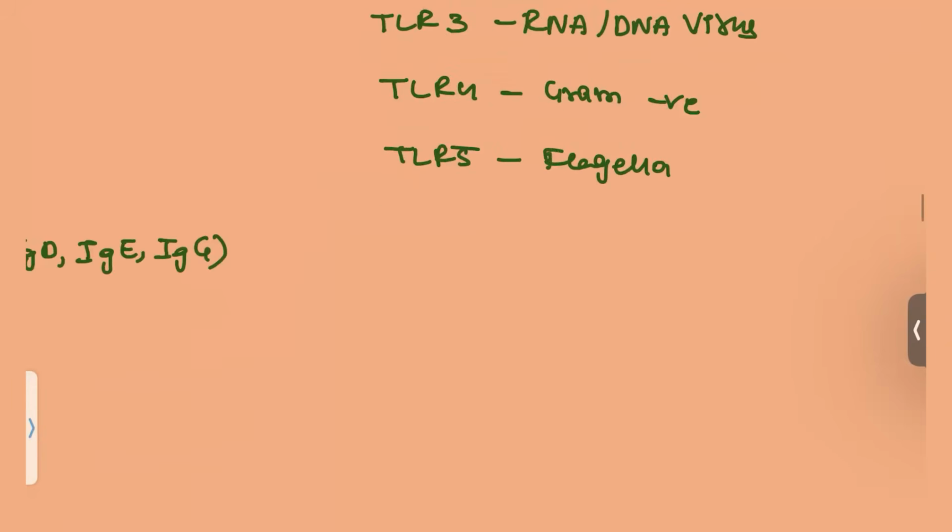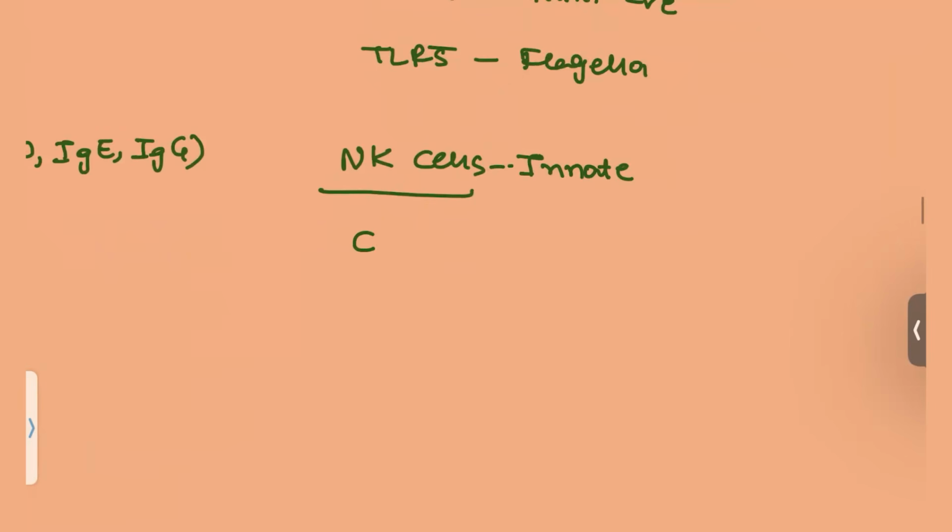And we also have natural killer cells. These natural killer cells are for the innate immunity, right? These are for the innate immunity. And the marker that you have to remember for this one is CD16, the best marker for the NK cells.